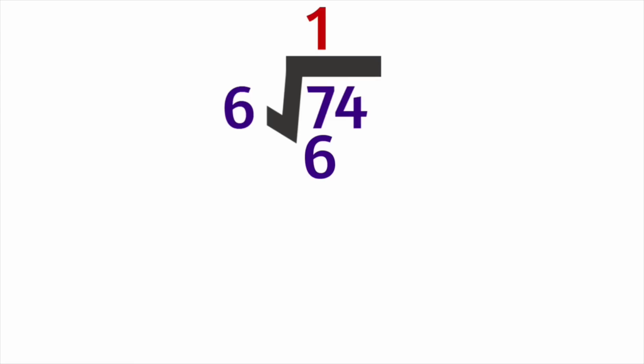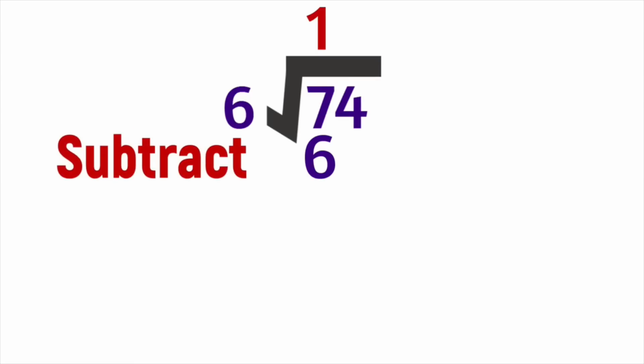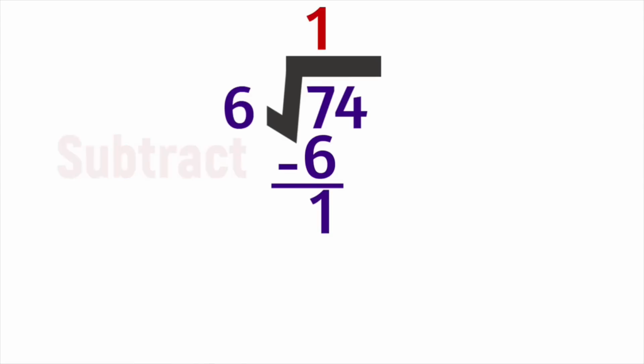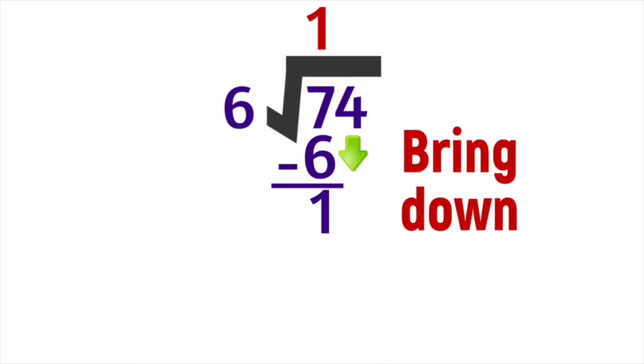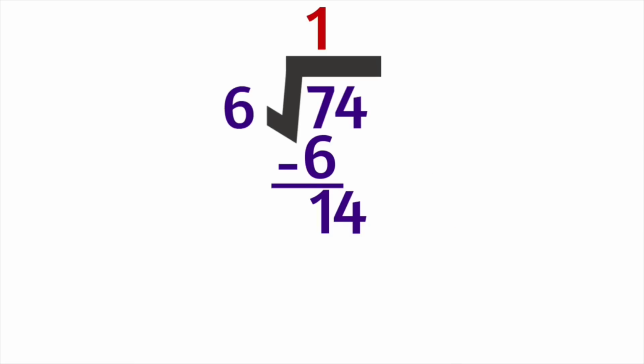Fantastic. Next, subtract. We are going to subtract these 2 digits right here. What is 7 minus 6? 1. That's right, we'll put a 1 here. Now, since we have this extra digit in the dividend, it's time to bring down. We'll bring down the number 4. Awesome. Okay, time to go through the steps again with this number down here, 14.